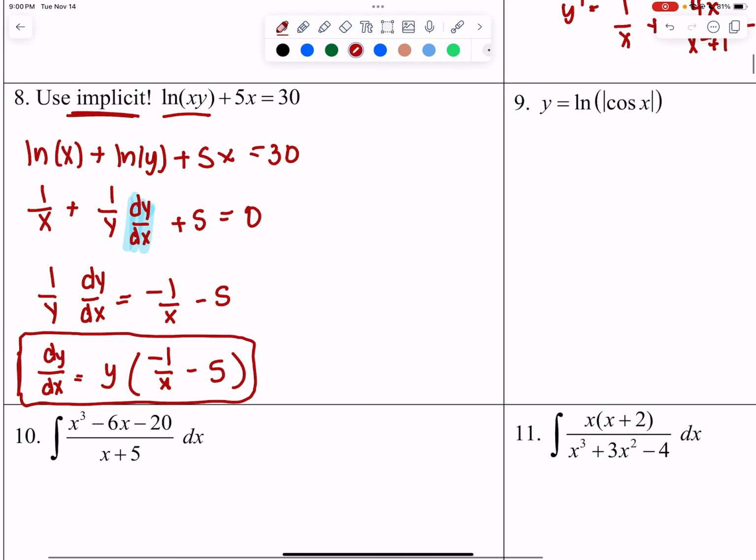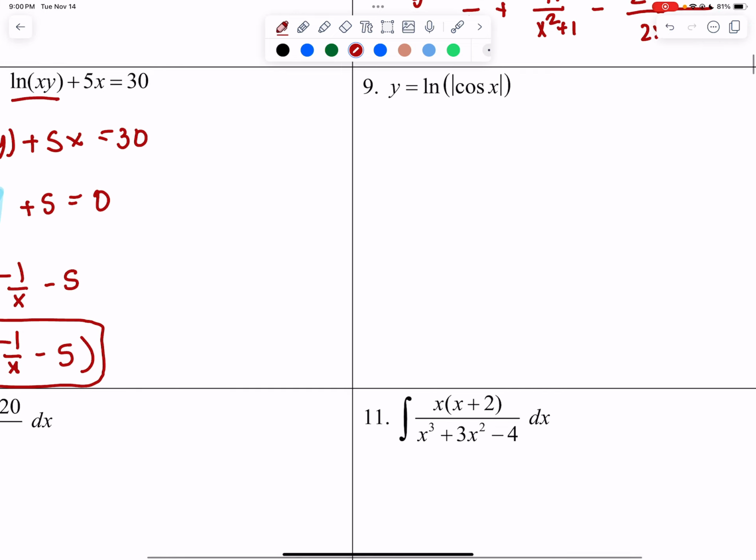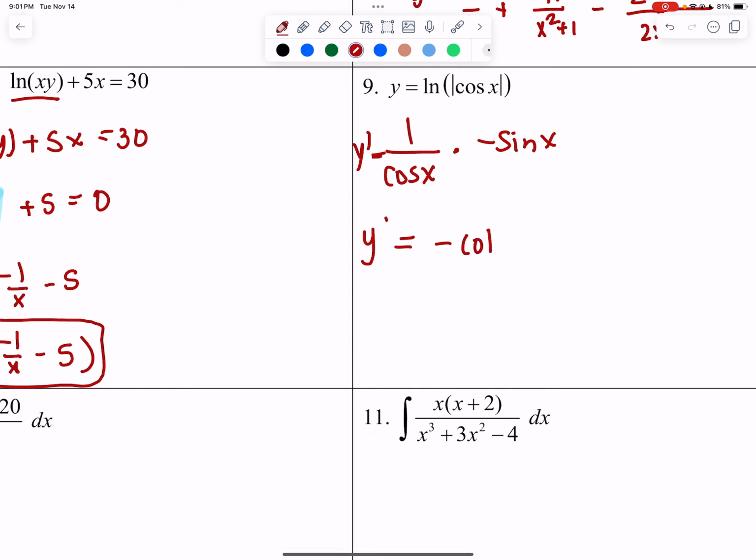Okay, so for number 9, we have ln of the absolute value of cosine. So here, we have the derivative of ln of stuff, so 1 over cosine. And then we take the derivative of that, which is negative sine. And then if you were to do that, eventually you'll see that you have negative sine over cosine, so that's going to be negative cotangent.